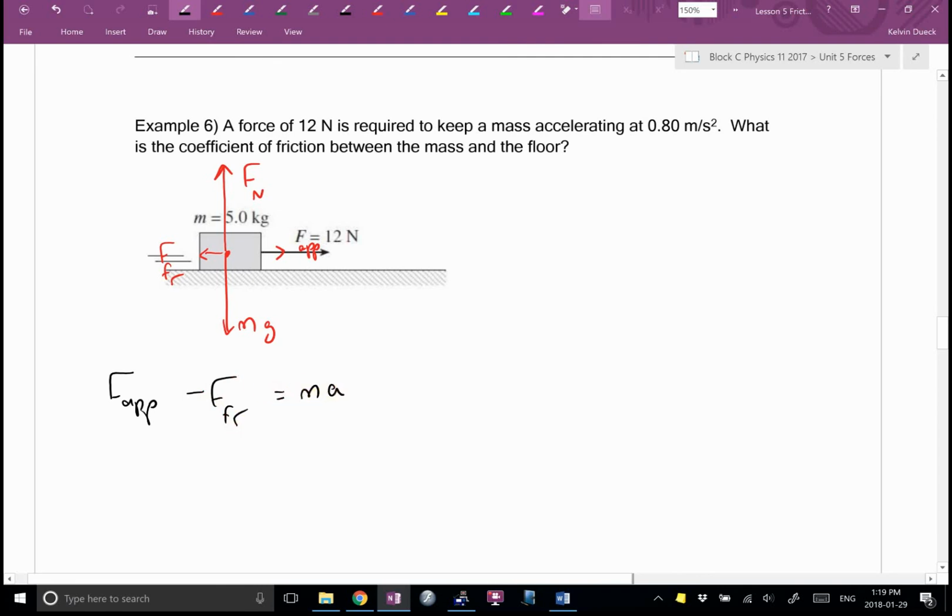Okay. Now, we've already done a couple where we had to get the A by itself. We said divide by M. Not what they're asking yet. Friction equals what times what? It equals mu times the normal force.